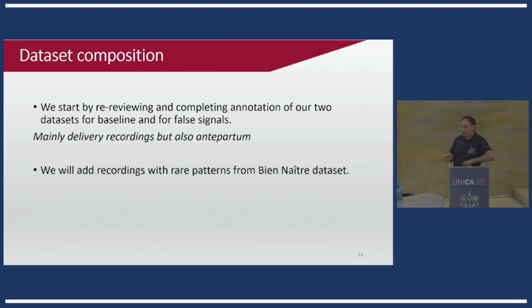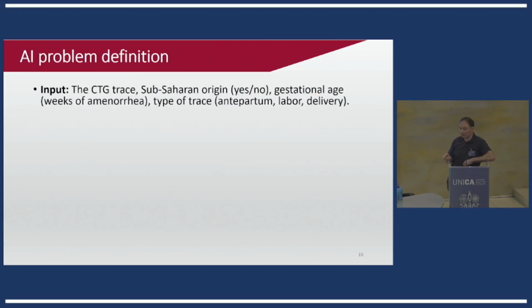We will start by completing the dataset we already put online for false signals and baseline, and we complete the annotation. And the aim after that will be to add recordings with rare patterns. For example, we have very few sinusoidal patterns, and we have to complete the dataset with those patterns.